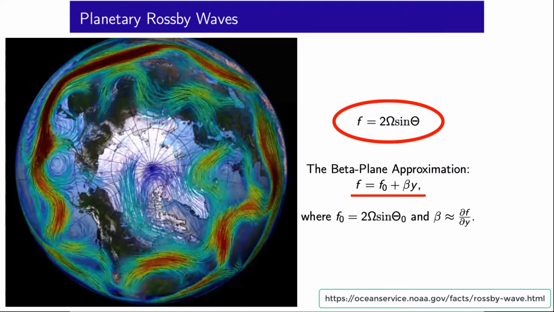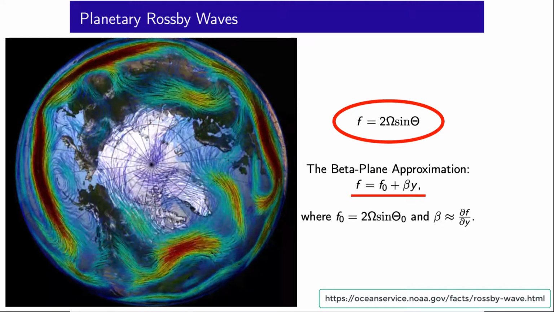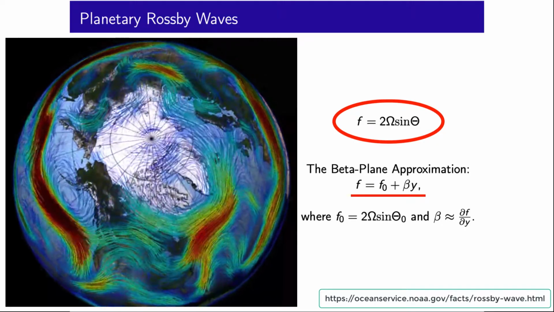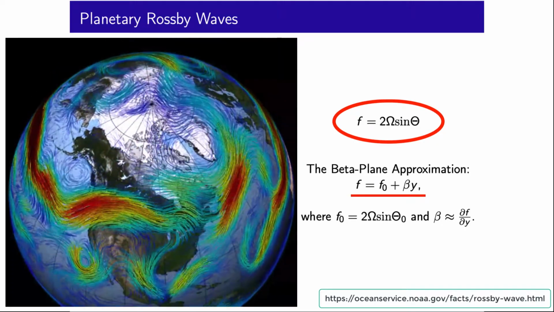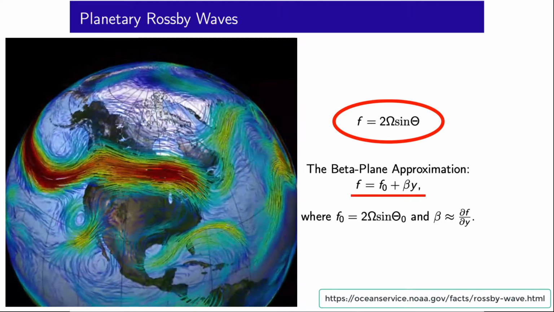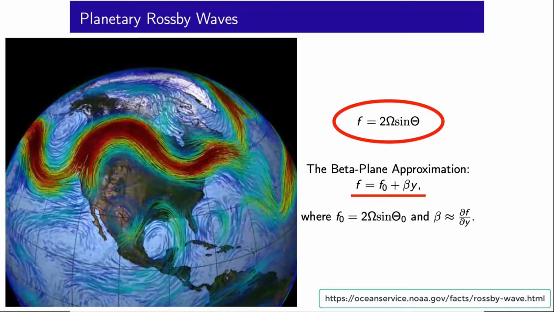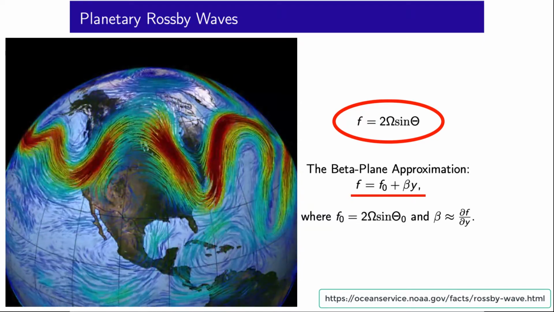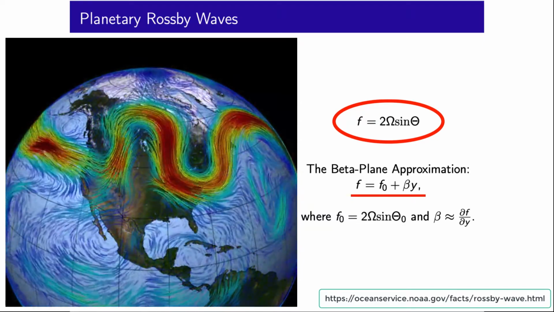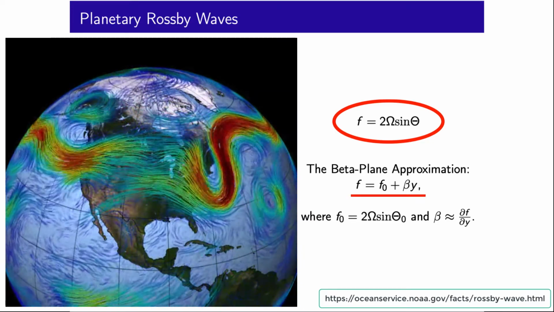Planetary Rossby waves are responsible for much of the weather that we experience at mid-latitudes, and perhaps the best known example of these waves are the regular latitudinal fluctuations in the location of the jet stream, the strong eastward winds that blow in the upper atmosphere over North America, Europe, and Asia.